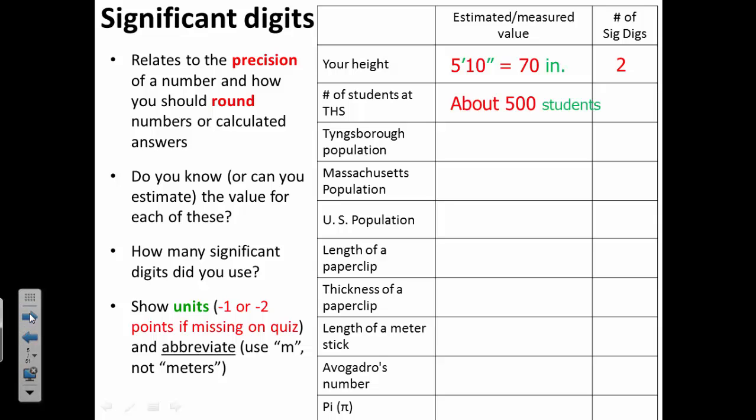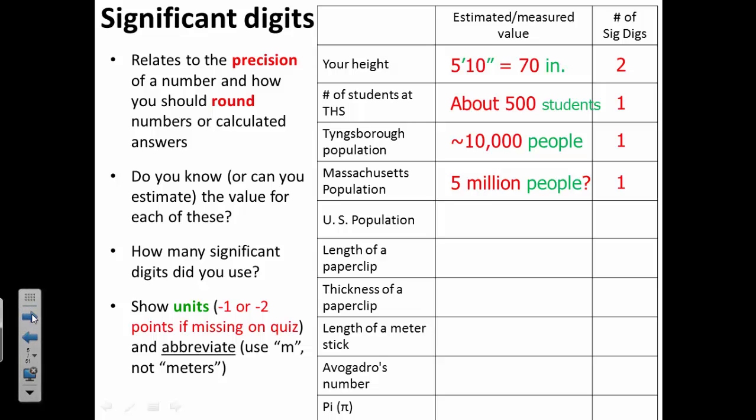The number of students at Tyngsboro High School is about 500 students. I put all my units up here in green. That's a really rough approximation to the nearest 100, so that's 1 significant digit. The Tyngsboro population is about 10,000 people. Once again, that's about 1 significant digit. The Massachusetts population, I think it's around 5 million people. And once again, I'm only using 1 significant digit.